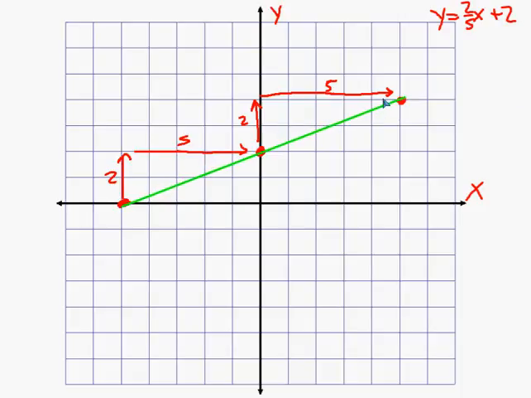Now your lines should be drawn through the points and have what at the end? An arrow. A green arrow.